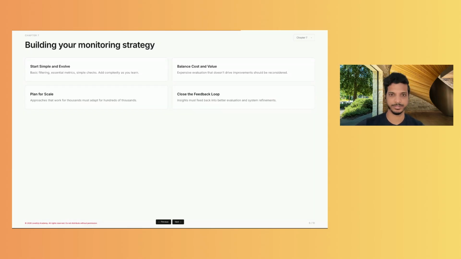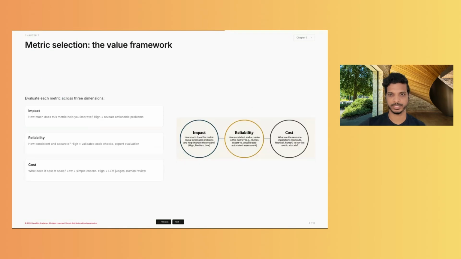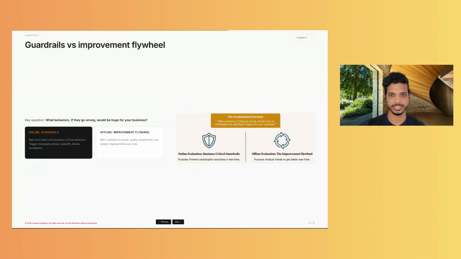And then the second is balancing cost and value. Going back to the metrics selection framework, make sure that you have the right evaluation for these three pillars in mind so that you're able to make that decision easily.